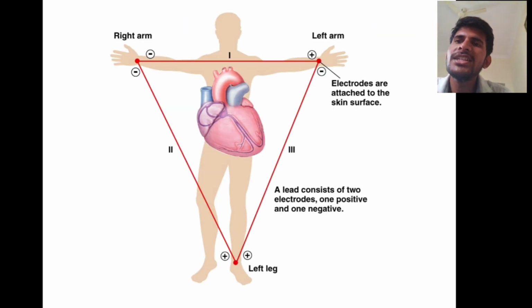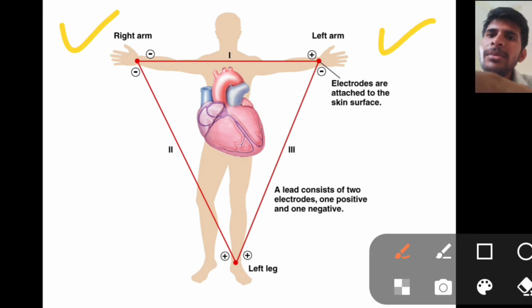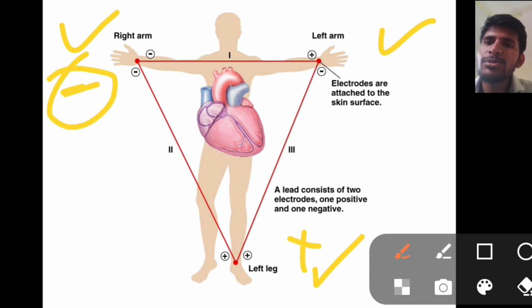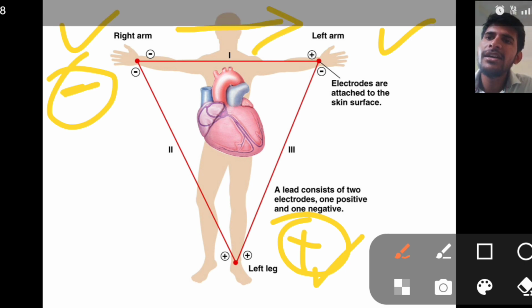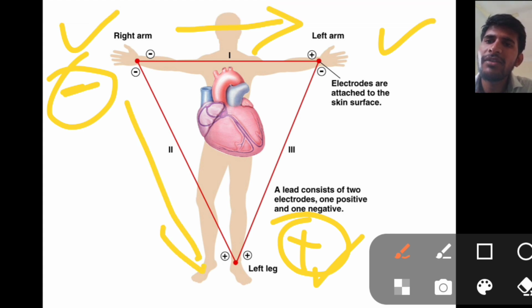Next, this is a diagram which shows the Einthoven triangle. This is the right arm, left arm, and the left leg. The potential difference is recorded between these three. Remember one thing: the right arm is always negative and the left leg is always positive. With this you can understand. Lead 1 goes from right arm to the left arm, and lead 2 goes from right arm to the left leg. Right arm you remember, you will understand the whole triangle.